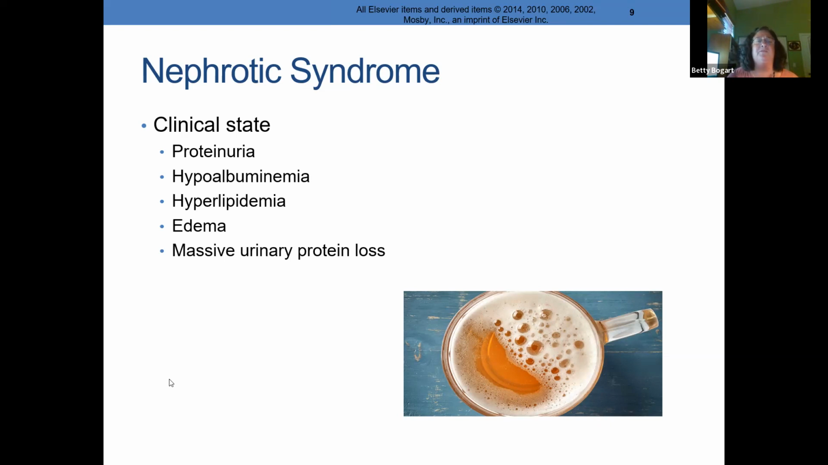And because we've taken all that albumin or protein, it's the same thing, albumin is protein, we've taken it out of the intravascular space. What happens is fluid seeps into the extracellular spaces. And what do you see? Edema. You can see edema of the eyes. Usually you'll see it puffy around there.